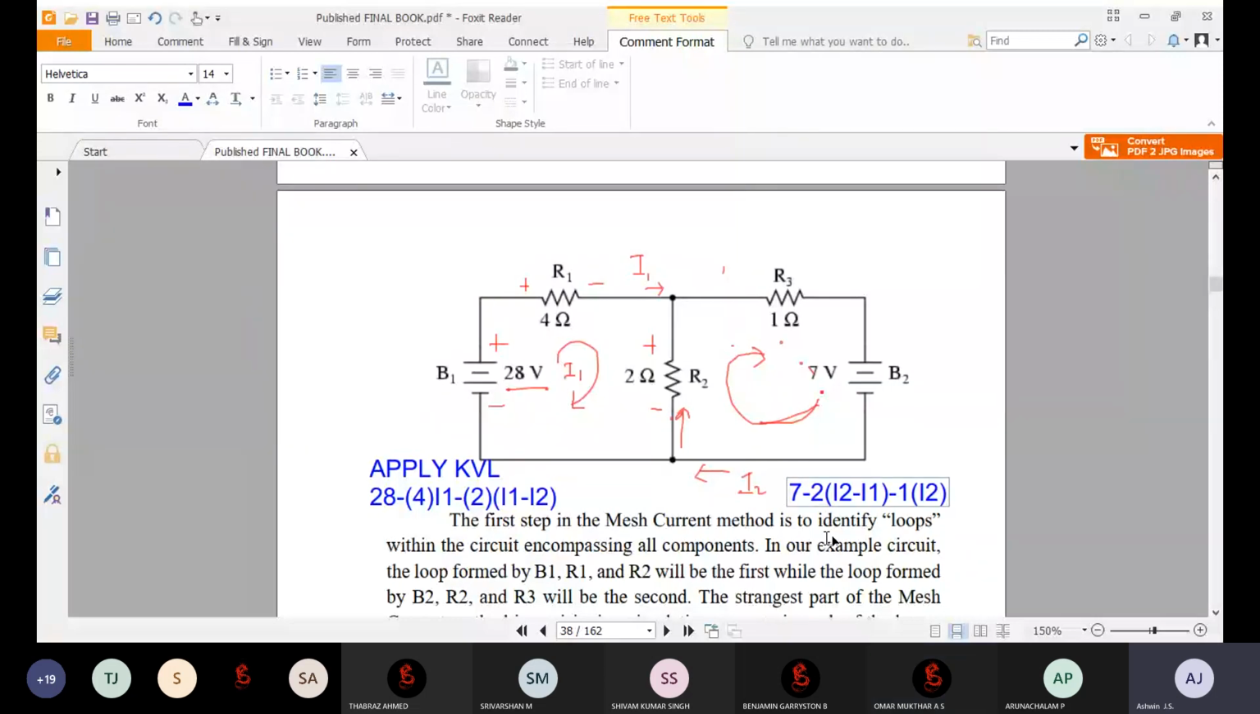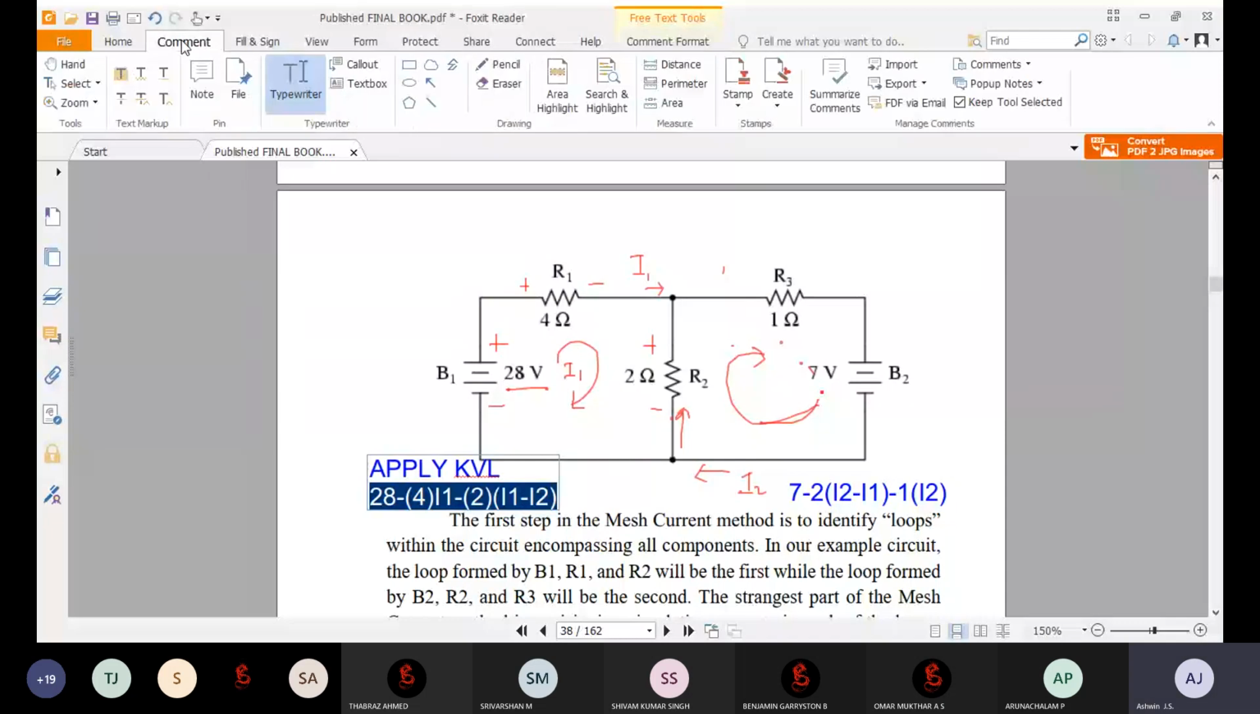There are two cases with respect to this. Suppose in the previous case, it is positive, in the sense the current is coming in the opposite direction, in this direction, then on that time this equation becomes I1 plus I2. And what about in this case?